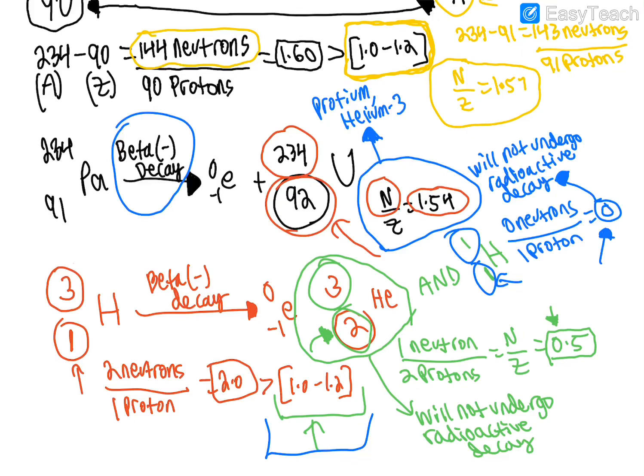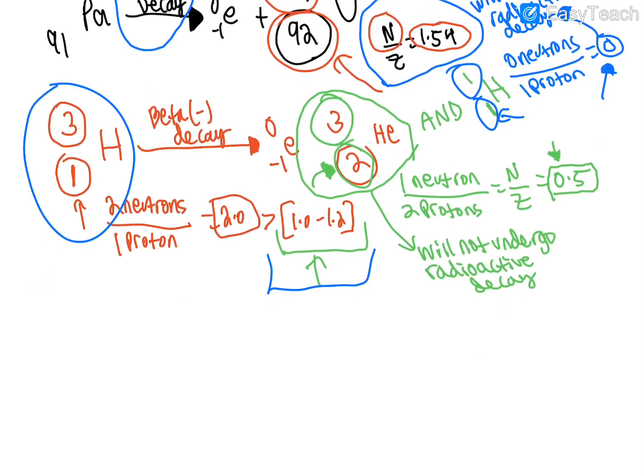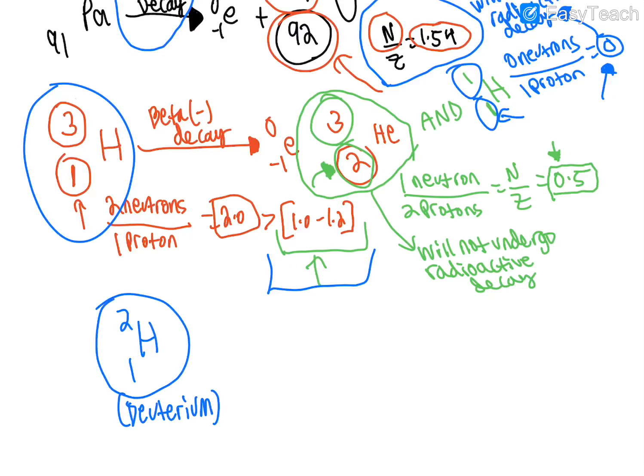And while we're at it, let me just tell you the last isotope of hydrogen. We just said protium and tritium were 2 isotopes. There's actually 3. So the third isotope of hydrogen is hydrogen 2, and this is also called deuterium. And hydrogen 2 right here, you can see that has 1 proton, 1 electron, and to calculate the number of neutrons, we should know by now it's mass number minus atomic number, which is 1 neutron.